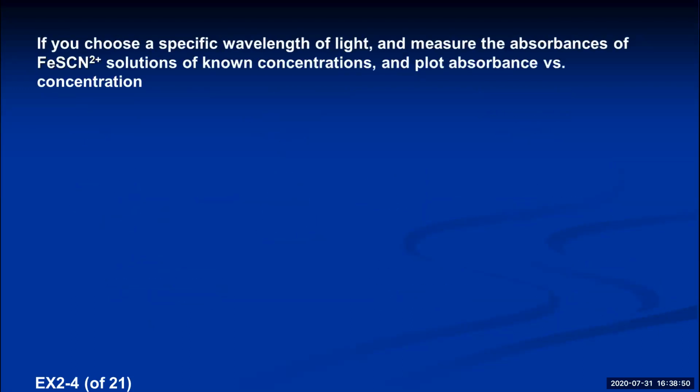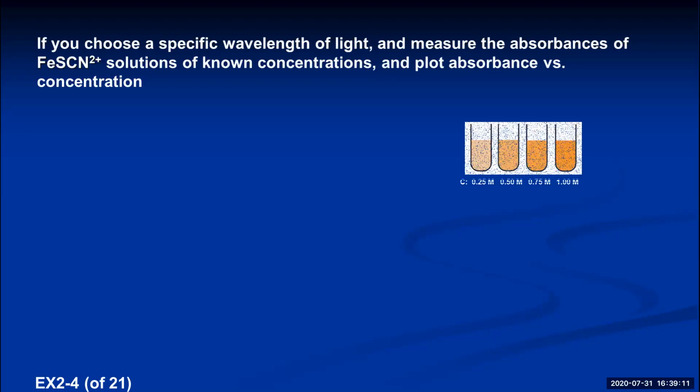So if you choose a specific wavelength of light to use, in this case, the example we showed was kind of like a blue light, and we pass that blue light through the sample, and the spectrophotometer measured the absorbance of the FeSCN2+, and we do this for a number of different solutions, we can graph the absorbance that we measure versus what the concentrations of the FeSCN2+ solutions are.